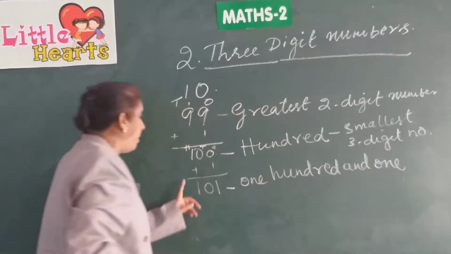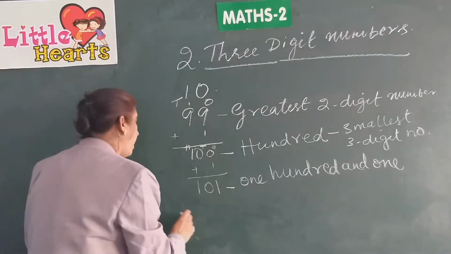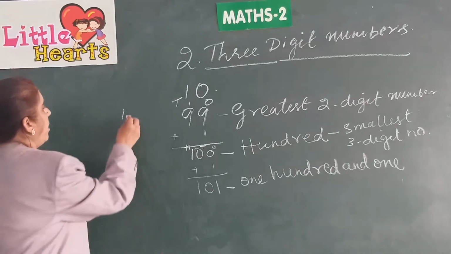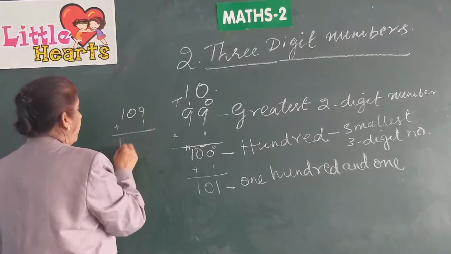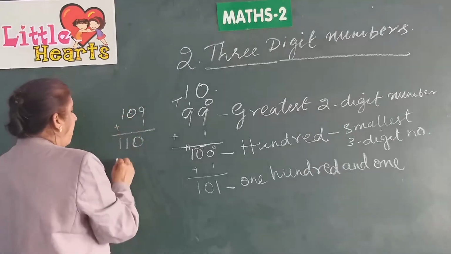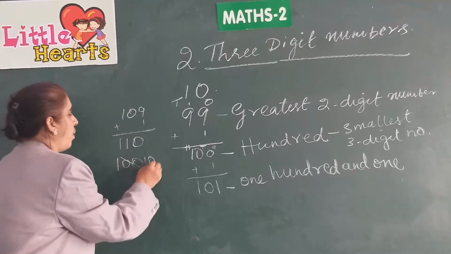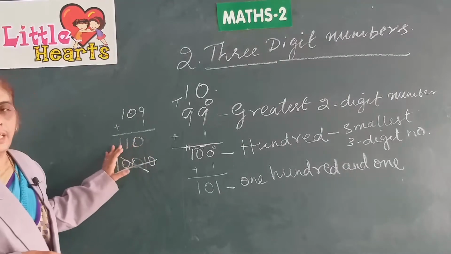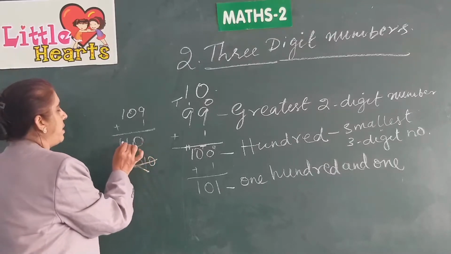And you can continue like this until 109, and coming to 110. How do you get 110? 109 plus 1, that is 110. Never write it like this. It is wrong. We know that the hundreds place has only 3 digits. So the places are ones, tens, hundreds.